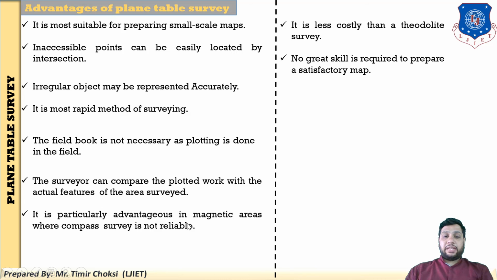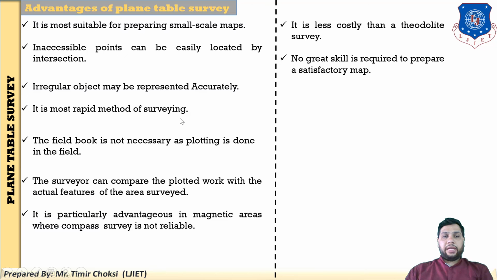It is advantageous in magnetic areas. It is less costly than a theodolite survey, because a theodolite costs around 38,000 to 40,000, while here for only 10,000 you get all the accessories of the plane table. No great skill is required to prepare a satisfactory map. So these are the advantages.